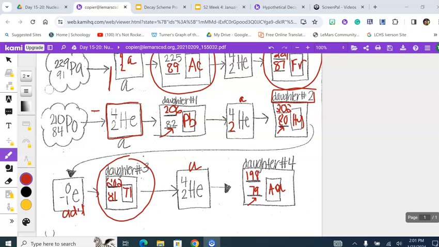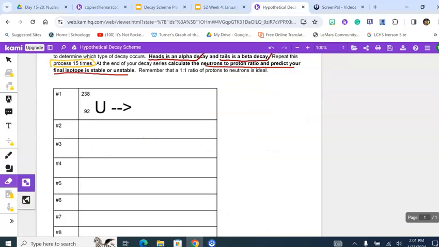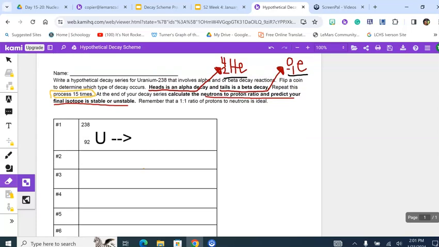Okay, so the next thing that we're going to do is what's called a hypothetical decay scheme. Now, you should have this paper if you were in class on Monday, but if you weren't in class on Monday, you're probably just going to have to use your own piece of paper. So here's what you're going to do. You're going to get a penny or a quarter, it doesn't even matter, and you are going to flip it, and you're going to create a hypothetical decay scheme. Every time you flip a heads, it's going to be an alpha particle, and every time you flip a tails, it's going to be a beta particle.